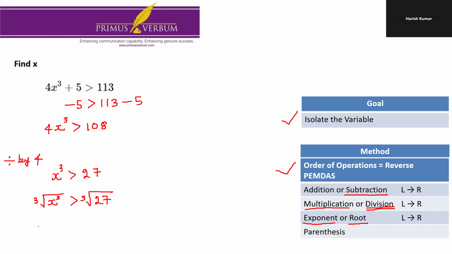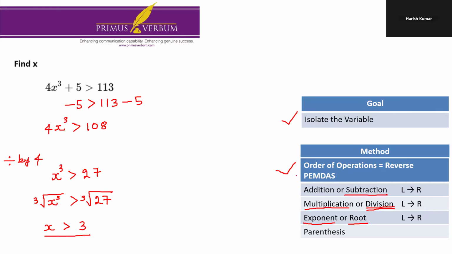Okay, let's come back to the left hand side. I have taken the cube root of x cubed, so this will give me x. And on the right hand side, I am taking the cube root of 27, which is 3. Therefore, x greater than 3 is the correct answer, and we have found the value of x.